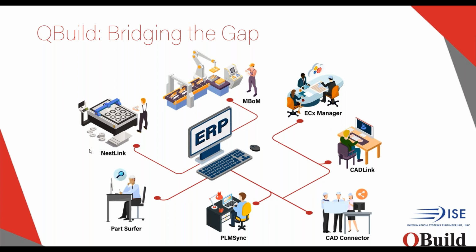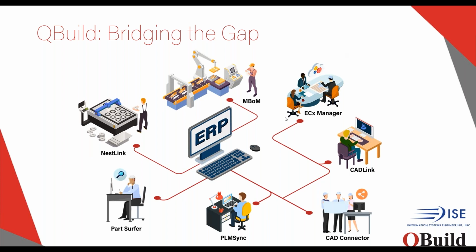Looking at some of the other solutions like NestLink, this is similar to CADLink, an integration between your nesting software and Infor XA. So really, again, bridging that gap between Infor XA and your nesting software so we can automatically synchronize your inventory library, your work orders, and also automatically report back your material usage and labor usage as the jobs come up. That's all a real-time integration, and it's happening in the background, again connecting shop floor production engineering with the ERP.